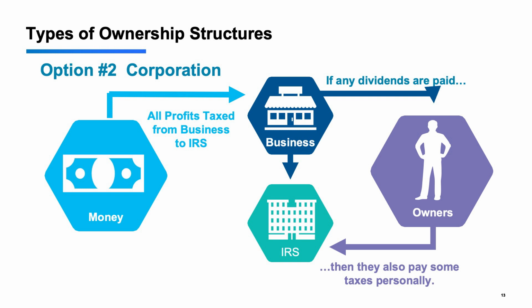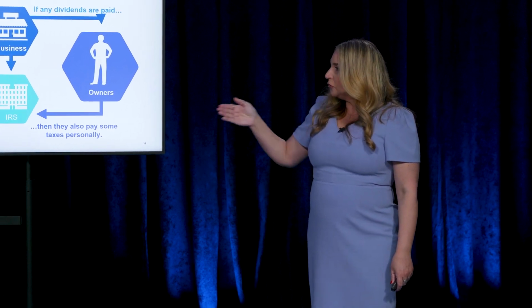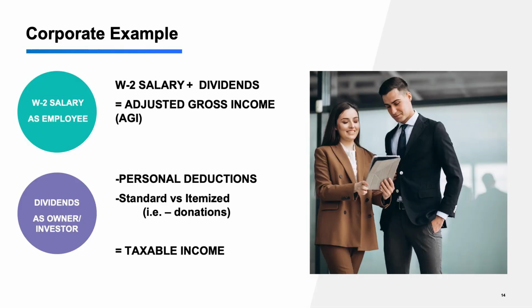It's a concept that we often call double taxation. So they're going to pay some personal taxes on that income as well directly to the IRS. So let's say, for example, you've got a W-2 salary from that corporation and some dividends, which represents the profit that's paid out of that corporation.